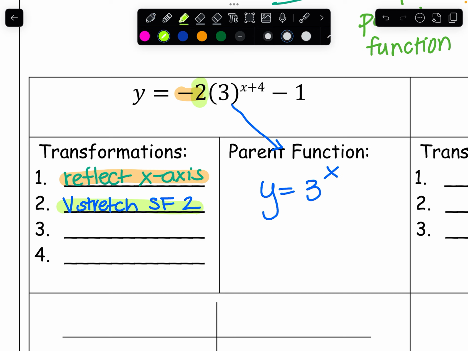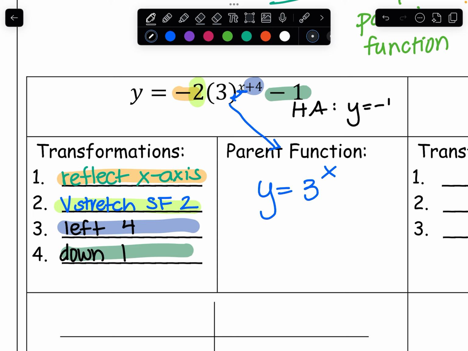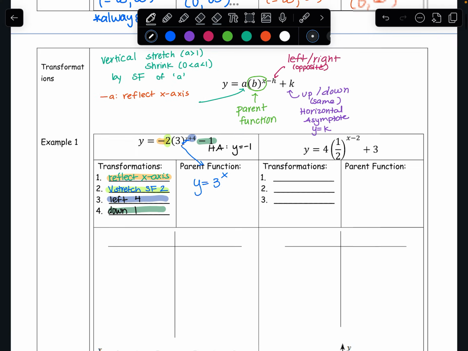If you struggle, all you have to do is find x, and the number attached to it is your parent function. What isn't a parent function is that plus 4. This is a left, because we do the opposite, left 4, finishing with that minus 1 that is outside our exponent, and so that would be down 1. So our horizontal asymptote is going to be at y equals negative 1.